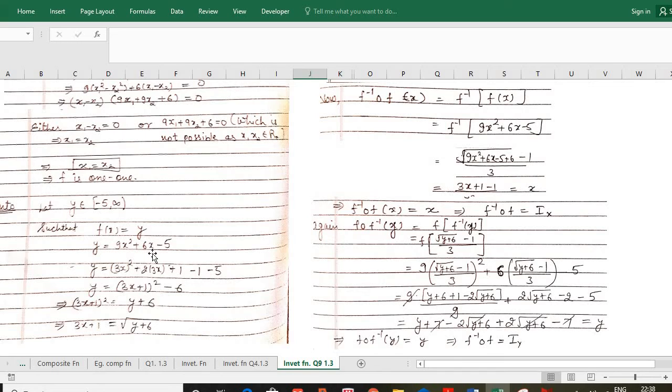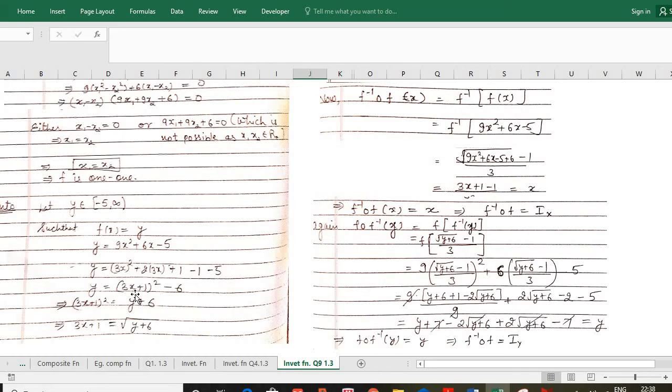What is the next process? The next procedure: we will solve this equation for x. So what I did here is make it a perfect square. For the perfect square, I have added 1 and subtracted 1. I hope you know about the method of completing the square.